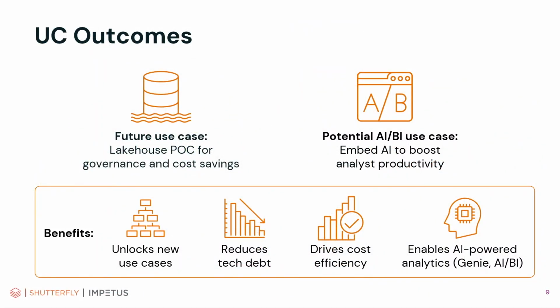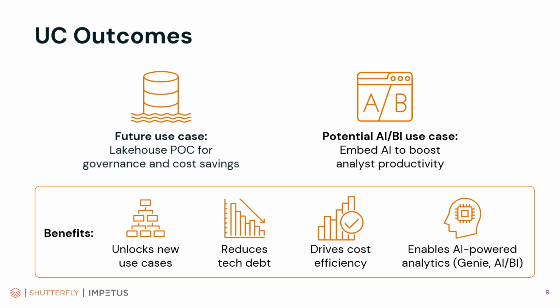So what were the outcomes of the Unity Catalog migration? Now being on Unity Catalog enables future use cases, such as the Lakehouse POC and eventual implementation for governance and cost savings. So basically, what is Lakehouse? We are combining the flexibility of the data lake with the structure of the data warehouse in one single layer. And this enables not only one single source of truth, data in one place, but also cost savings.